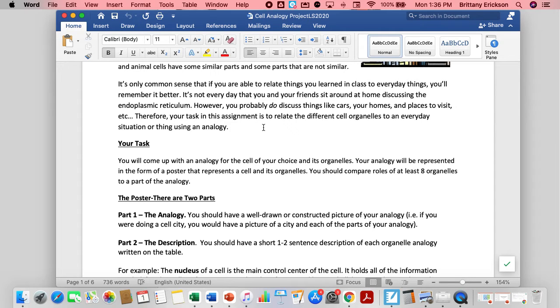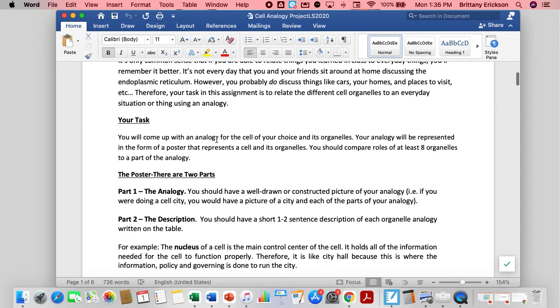Therefore, your task in this assignment is to relate the different cell organelles to an everyday situation or thing using an analogy. And this analogy that you pick should be something that you are familiar with, that you understand. So your task is to come up with an analogy for the cell of your choice and its organelles. Your analogy will be represented in the form of a poster that represents a cell and its organelles. You should compare roles of at least 8 organelles to a part of the analogy.